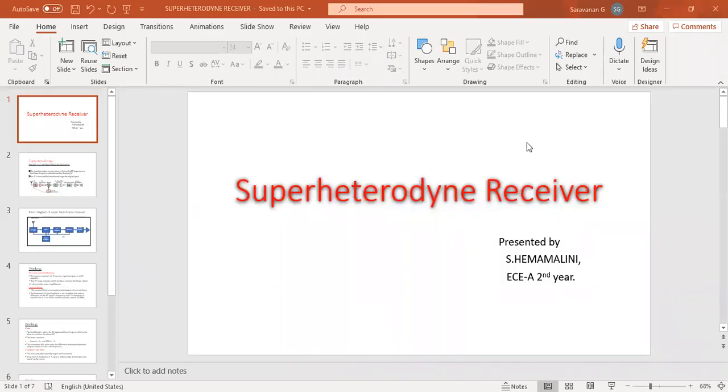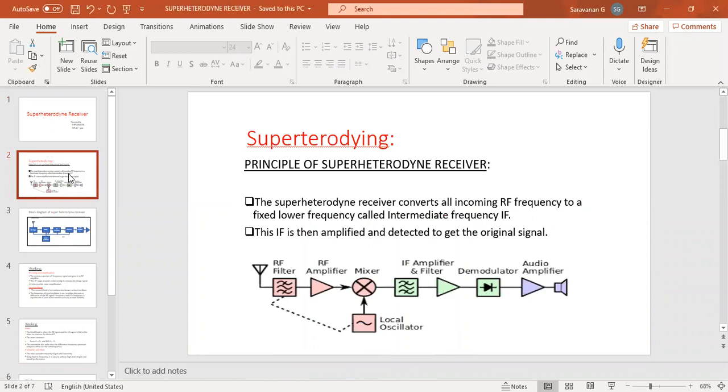Hello everyone. Now we are going to see about superheterodyne receiver. The process of mixing two signals having different frequency to produce a new frequency is called as heterodyning. The principle of superheterodyne receiver is it converts all incoming RF frequency to a fixed lower frequency called intermediate frequency, and this IF is then amplified and detected to get the original signal.